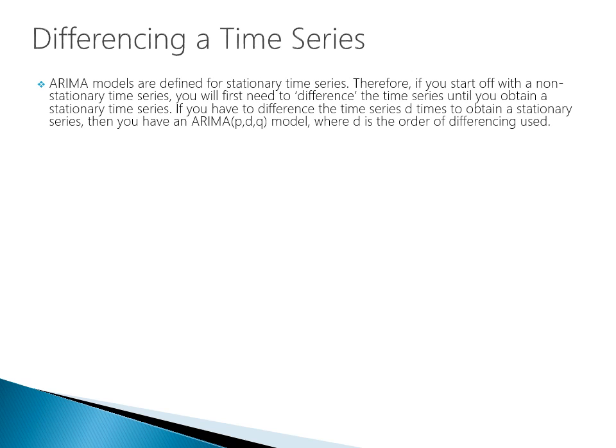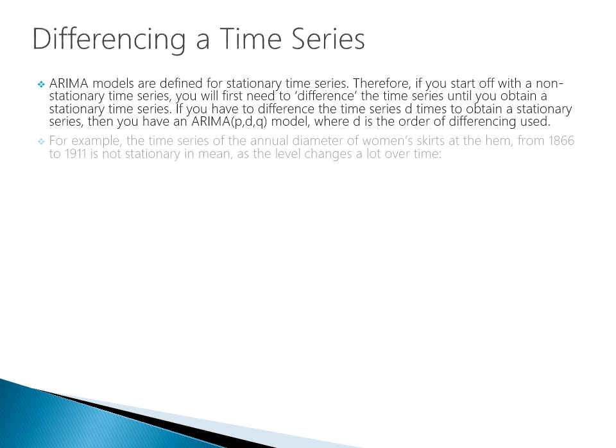ARIMA models are defined for stationary time series. Therefore, if you start off with a non-stationary time series, you will first need to difference the time series until you obtain a stationary time series. If you have to difference the time series d times to obtain a stationary series, then you have an ARIMA(p,d,q) model, where d is the order of differencing used.